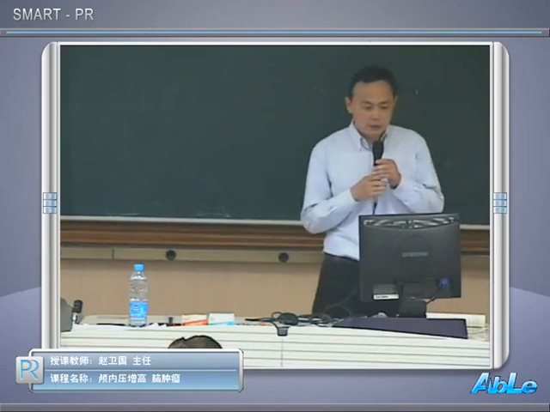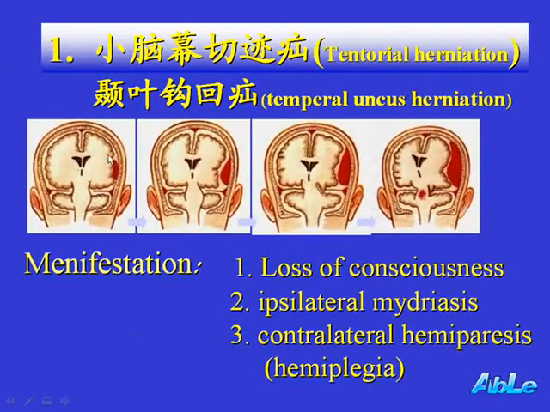Manifestation. This picture shows a patient who had a trauma, and a hematoma occurred epidurally. When the hematoma grows, it compresses the temporal lobe, the inner part of the temporal lobe, which we call the uncus gyrus. It compresses the midbrain, so nearby important structures like the oculomotor nerve and PCA are compressed.